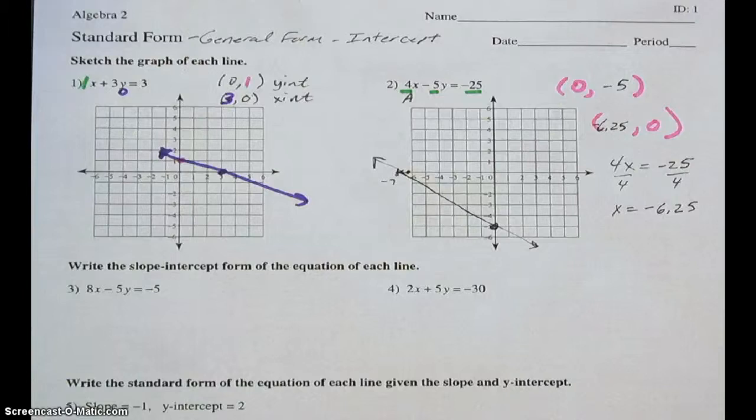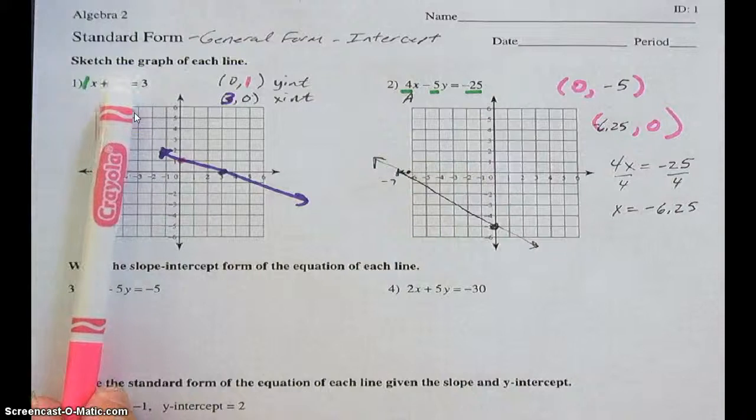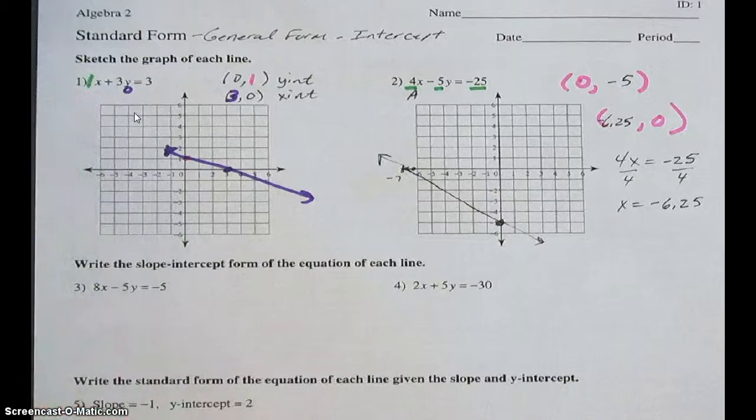Now again, this is a little different than what we're used to, but we don't have to do any manipulating. All we have to do is cover up one variable, solve for x, cover up the other variable, solve for y, graph those two points, and sketch in your line. So I'll ask you to do a couple of those, and then we'll continue on with our notes.